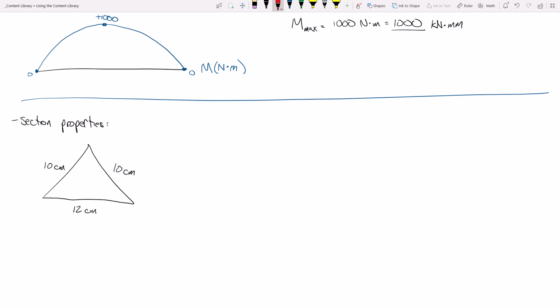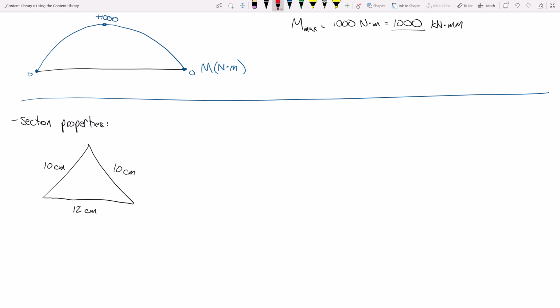Whoa. Let's go back to the cross-section. All right. Let me be clear about something. In section property land, I think it is much more advantageous to deal with your unit conversions before you do section property computations, because you're dealing with elements raised to the fourth power, and I think it's just easier to deal with this now.